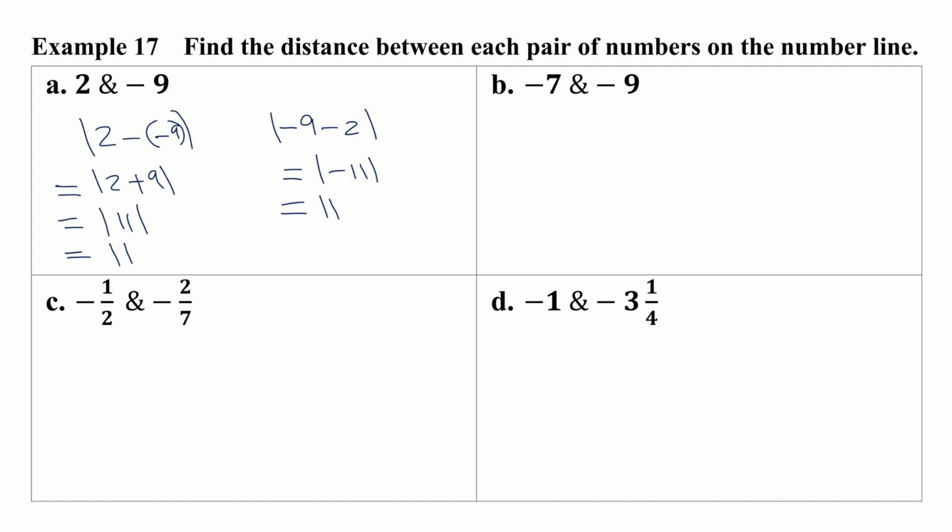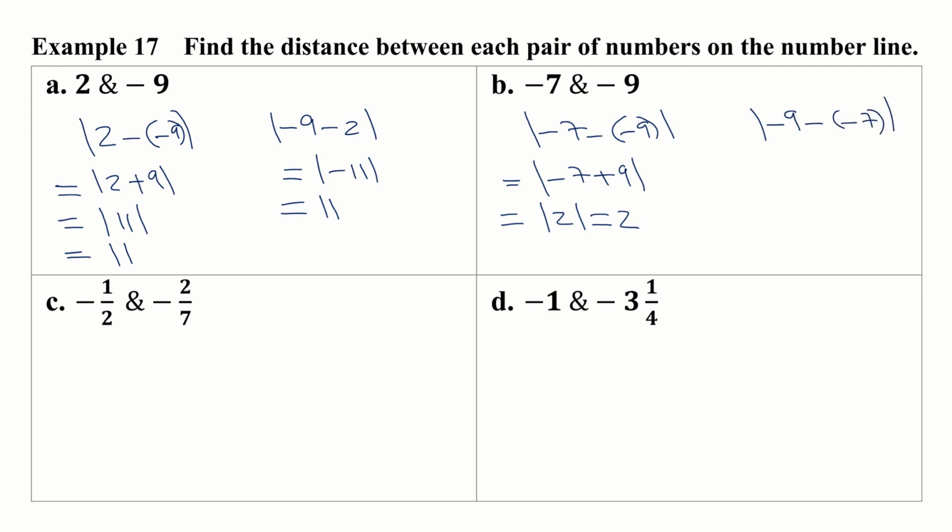How about this next one, B? Well, I'm going to go with absolute value of negative 7 minus negative 9. Remember, the one number minus the other has to go inside the absolute value. So you get absolute value of negative 7 plus 9, which is absolute value of 2, which is what? 2. Notice you could have just as easily done absolute value of negative 9 minus negative 7, which is the absolute value of negative 9 plus 7, which is the absolute value of negative 2, which is 2. All right. Same result, right?